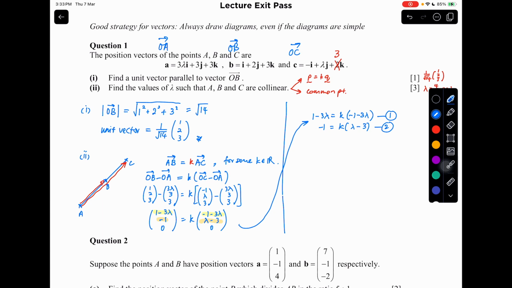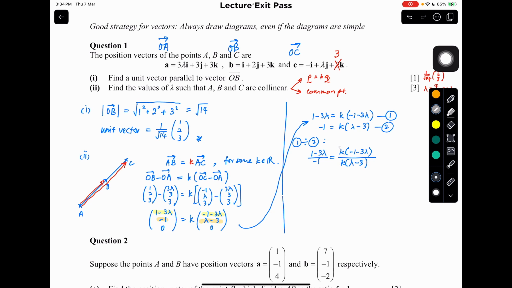Now, this is a pair of simultaneous equations. We can expand and solve, but we are going to do it the smart way. I'm going to take equation 1 divided by equation 2 so that I can cancel off my k. So it will be 1 minus 3 lambda over negative 1 equals k times (1 minus 3 lambda) over k times (lambda minus 3). Over here, very nicely, you can see that my k is already cancelled. Very nice.